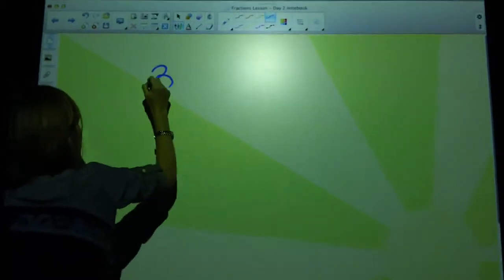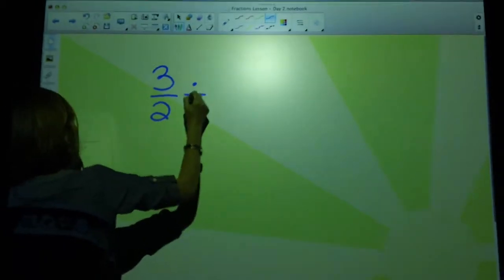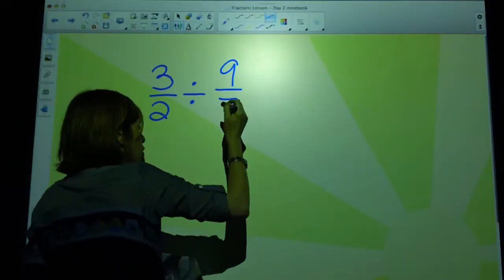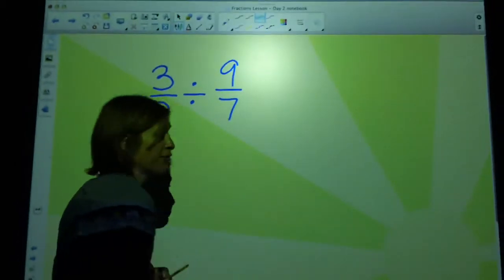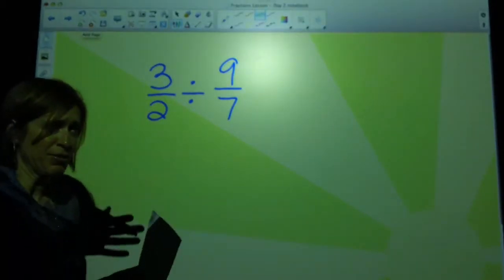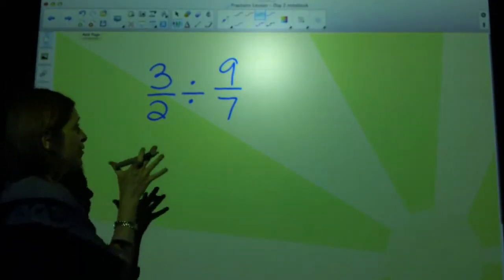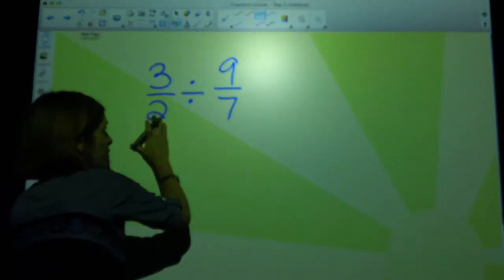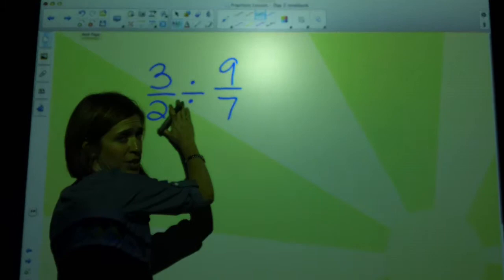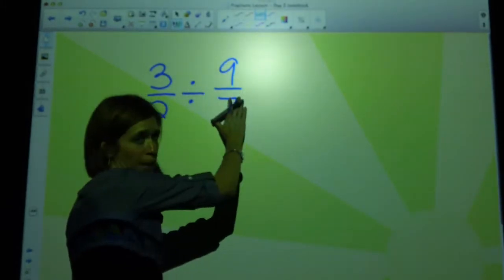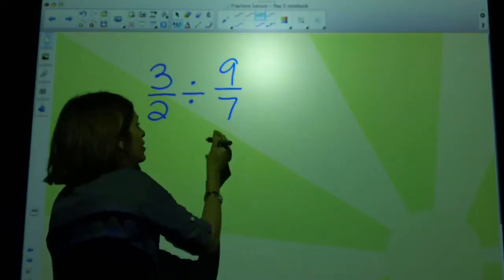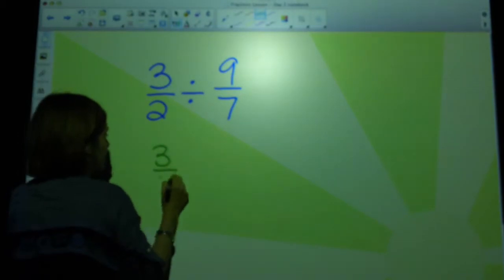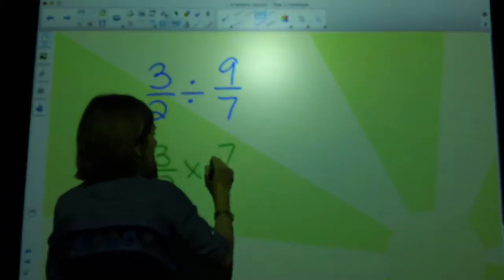All right, now we gotta talk division. 3 halves divided by 9 sevenths. Okay, so we can't really divide fractions because we have to do some things to them, okay? If you have to divide fractions, you keep the first number, you change the sign to multiplication, and then you flip the number on the right. So this would become 3 halves times 7 ninths.